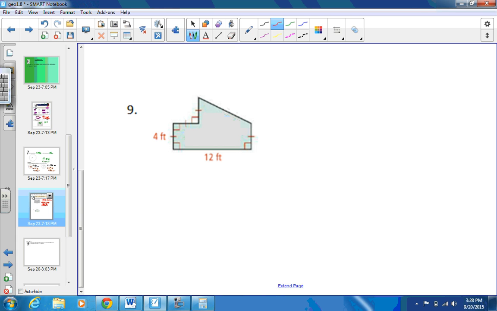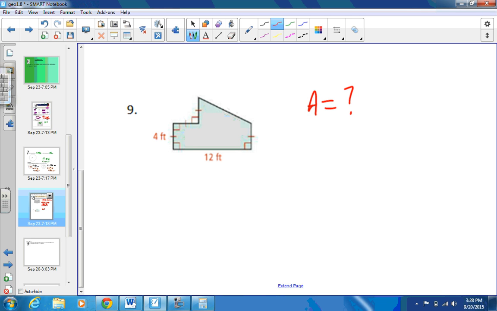Number 9, we're given a shape here. So now this is where the area addition postulate kind of comes in more helpful. You need to figure out a way to find the area of this. So what I'd like you to do is find the area, tell me what it is. Go.